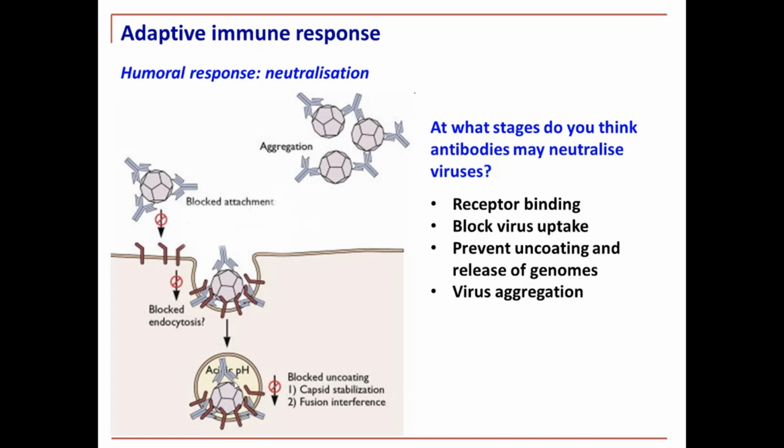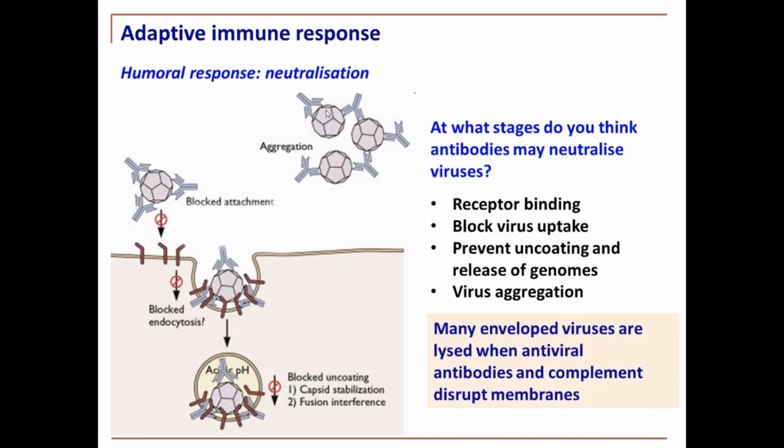That's where the lipid membrane may fuse. So the lipid membrane of a virus may fuse with the lipid membrane of this intracellular compartment, whether it's a lysosome or an endosome, for example. And you can also lead to virus aggregation, and that's shown in this top image here. The antibodies join lots of viruses together, leading to virus aggregation, and it can no longer infect cells, so it's been neutralized. Many enveloped viruses are lysed when antiviral antibodies and complement disrupt the membrane, and we talked about that already in the previous section.